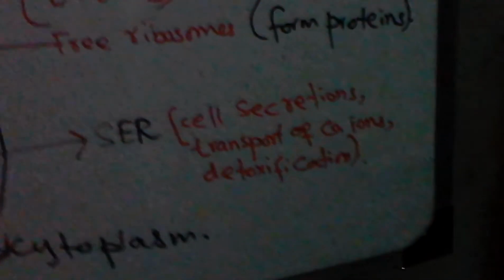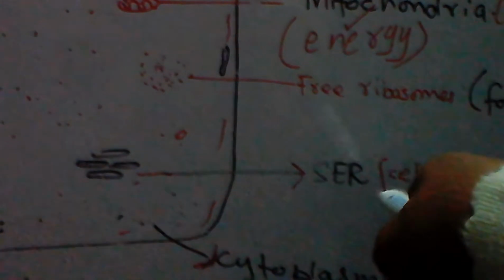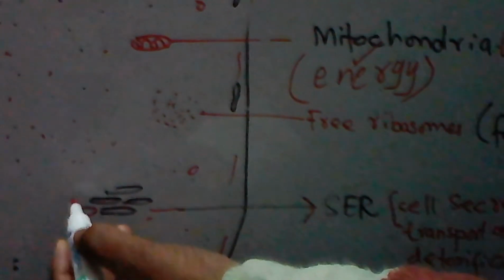Another type, smooth endoplasmic reticulum, is without ribosomes, and its function is cell secretion, transport of the calcium ions, and also detoxification. So these specific functions are performed by the smooth endoplasmic reticulum. And this smooth endoplasmic reticulum looks smooth because it does not have ribosomes attached to it.